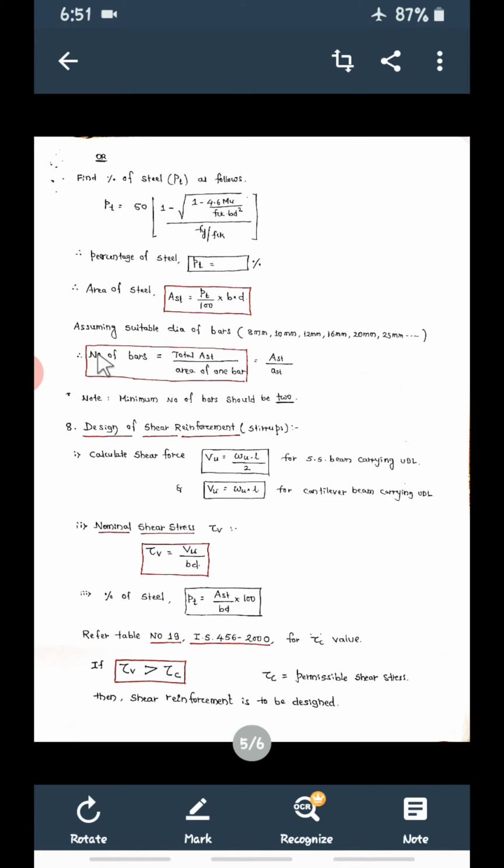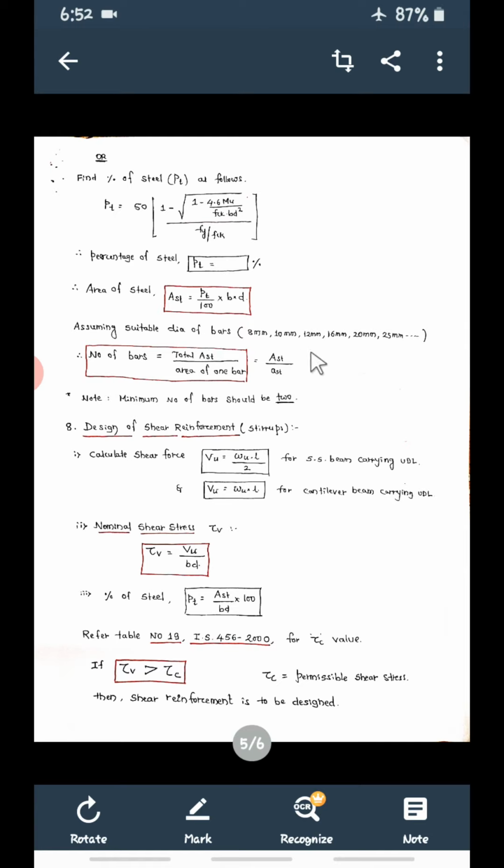Then normally what we require is the number of bars. Ast is known, but when you are providing the reinforcement in the beam, it should be in numbers. 2 numbers, 3 numbers, 6 numbers, 8 numbers. How many bars you have to provide? So the number is required here. But you know the Ast, so you can calculate the number of bars. Now we have to assume a suitable diameter of the bar.